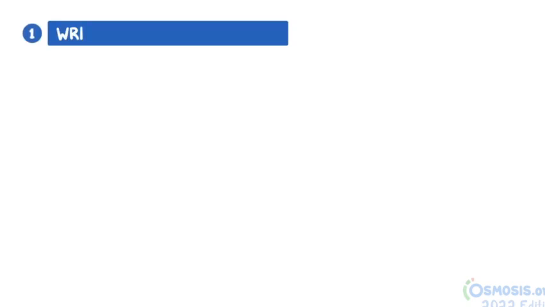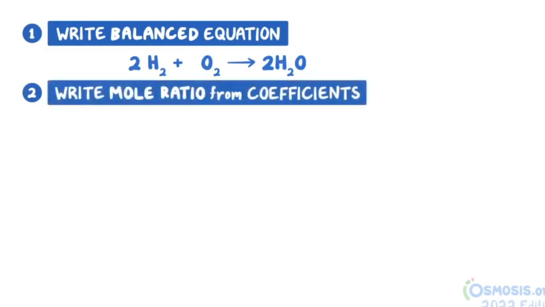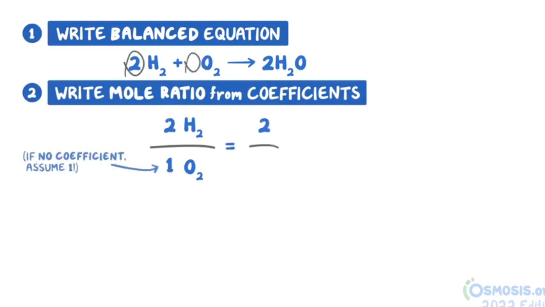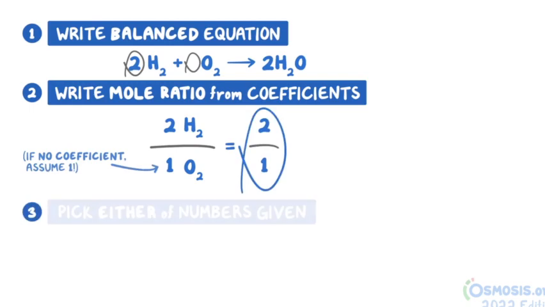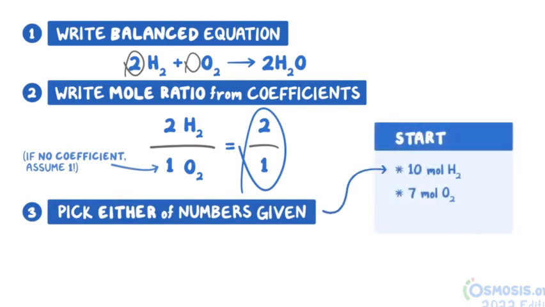We start by writing the balanced chemical equation for the production of water from hydrogen and oxygen. Next, let's write down the mole ratio for this balanced chemical reaction, using the coefficients of the 2 reactants on the left side of the chemical equation. H2 divided by O2 equals 2 divided by 1. Once again, we can pick either one of the 2 numbers that we are given in the problem. Let's say we pick the 10 moles of hydrogen.